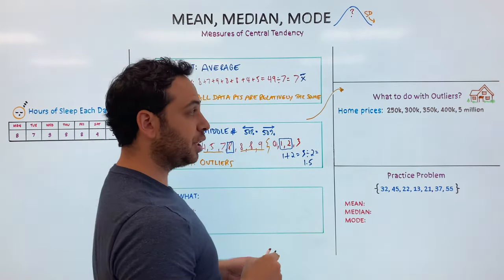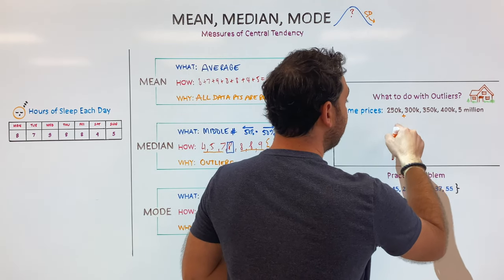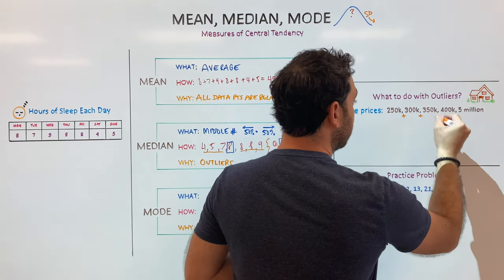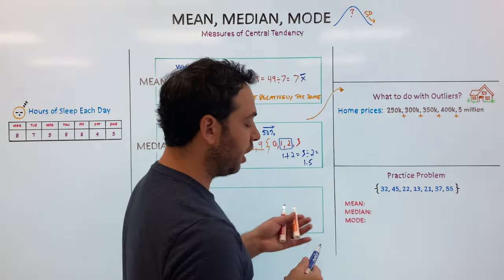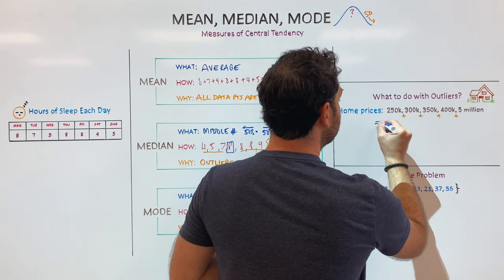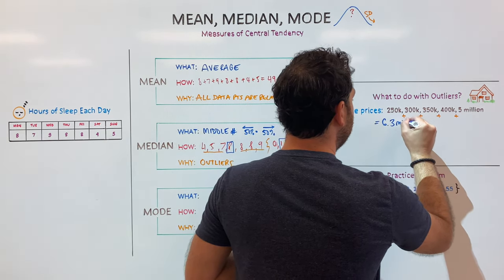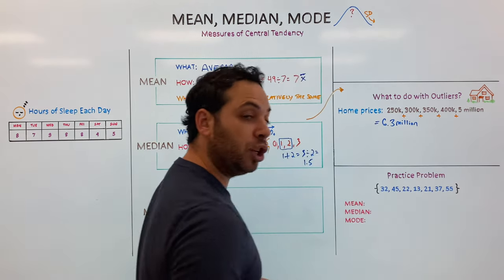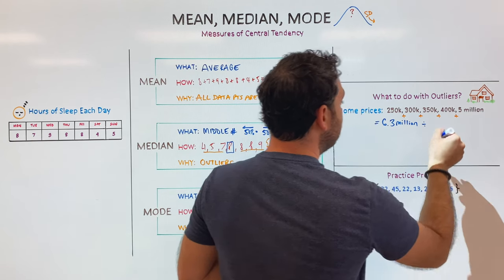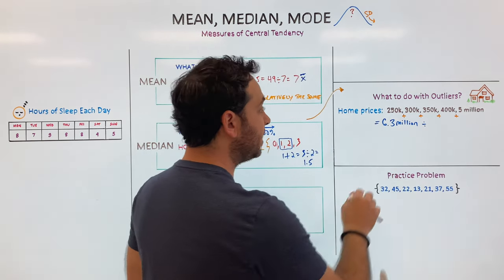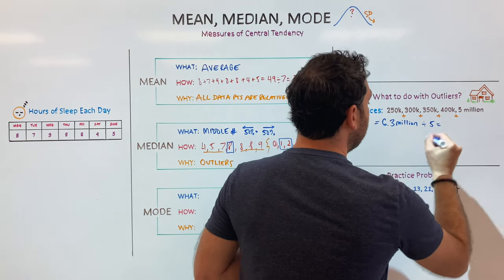Remember the two-step process. First, we add up each data point, $250,000 plus $300,000 plus $350,000 plus $400,000 plus $5 million. And I've already done this calculation before, okay? This is gonna equal $6.3 million, okay? Now what do we do? We divide that by the number of data points in our data set. 1, 2, 3, 4, 5. Divided by 5. And what does that equal?